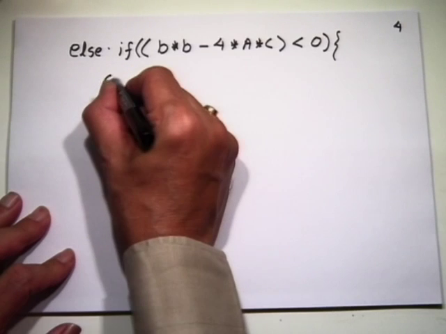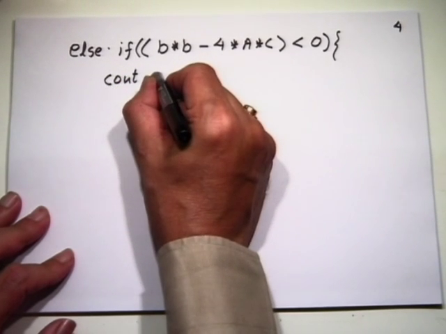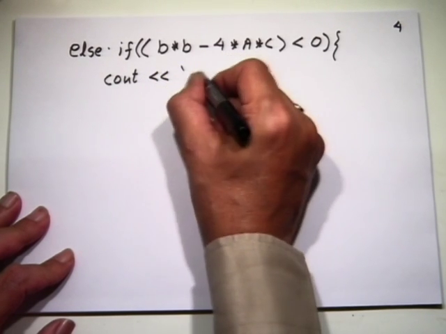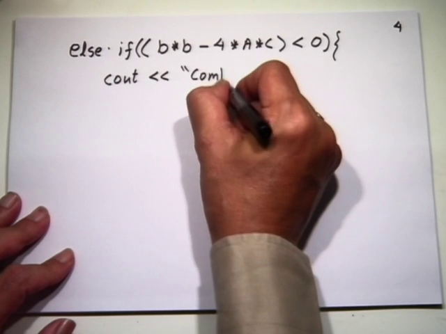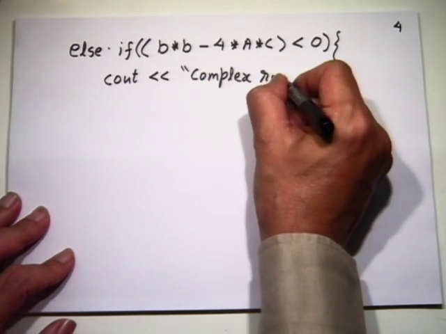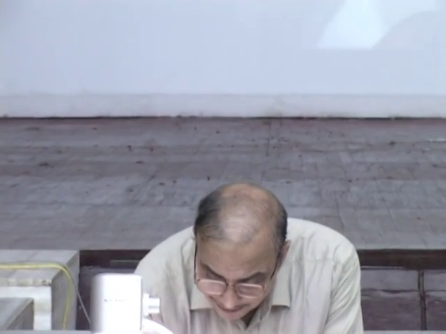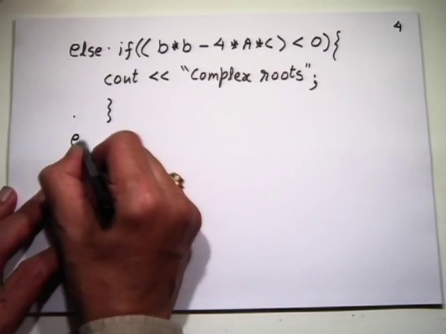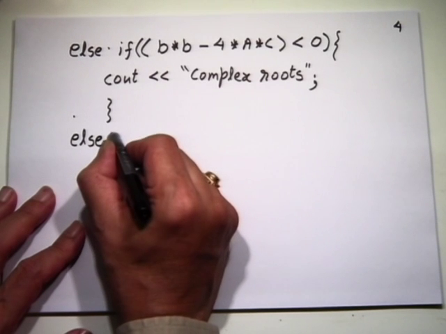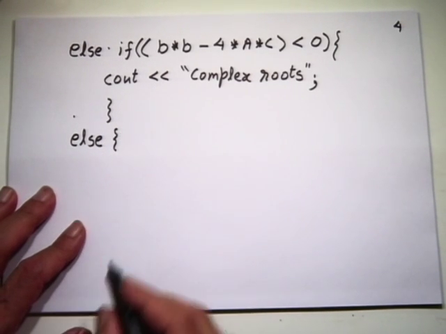Else, if b square minus 4ac is less than 0, what do I say? You look at the if-else-if ladder I'm using. If a was 0, I calculated a single root. Else, if b square minus 4ac is less than 0, I simply announce complex roots. Okay? Else, what do I do now?